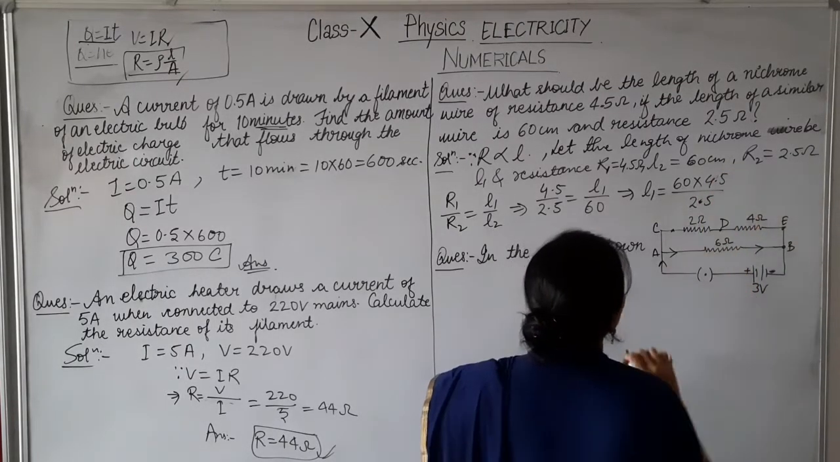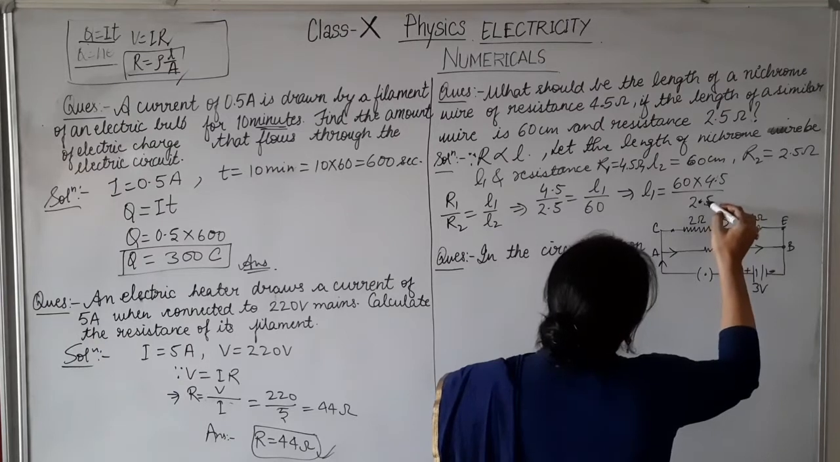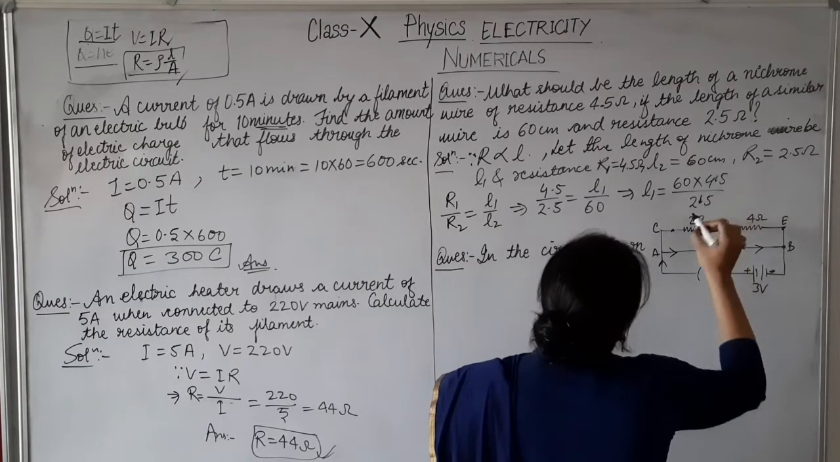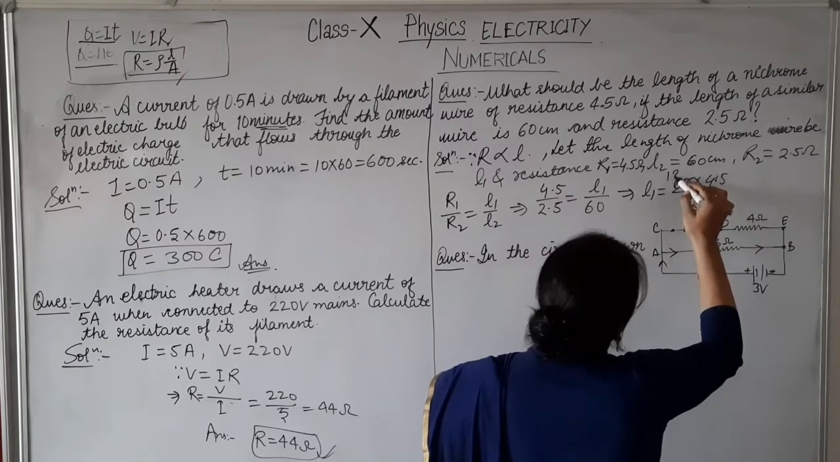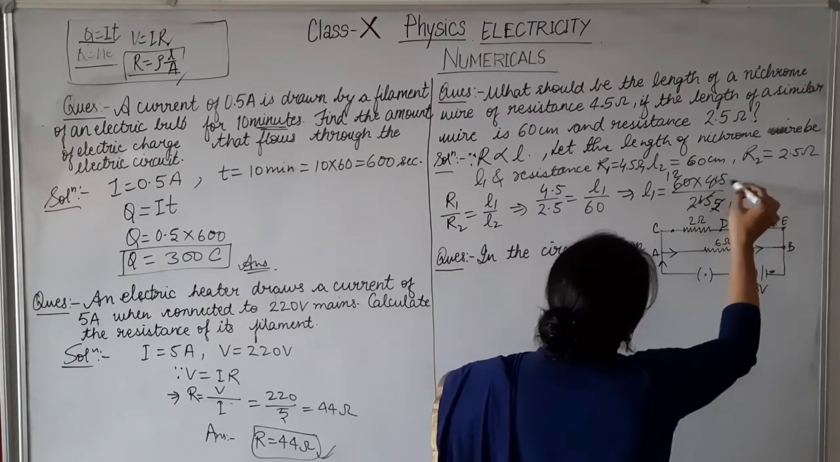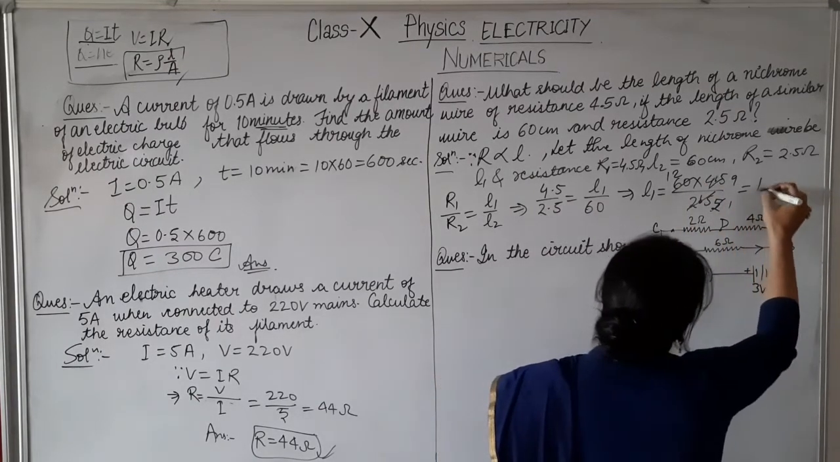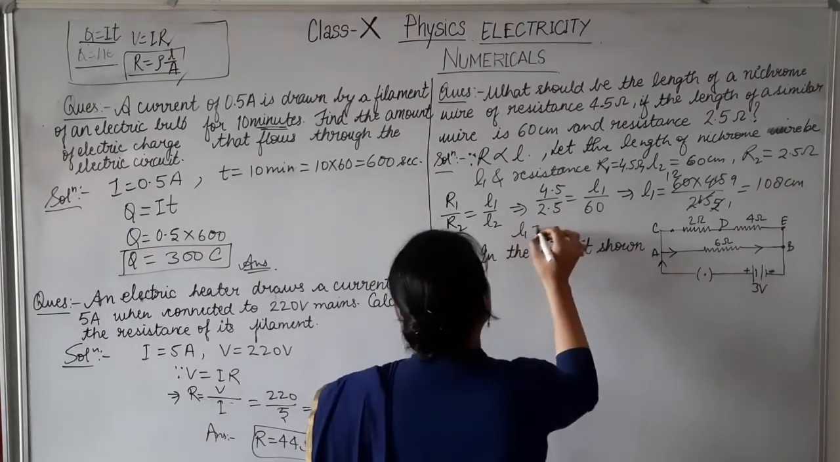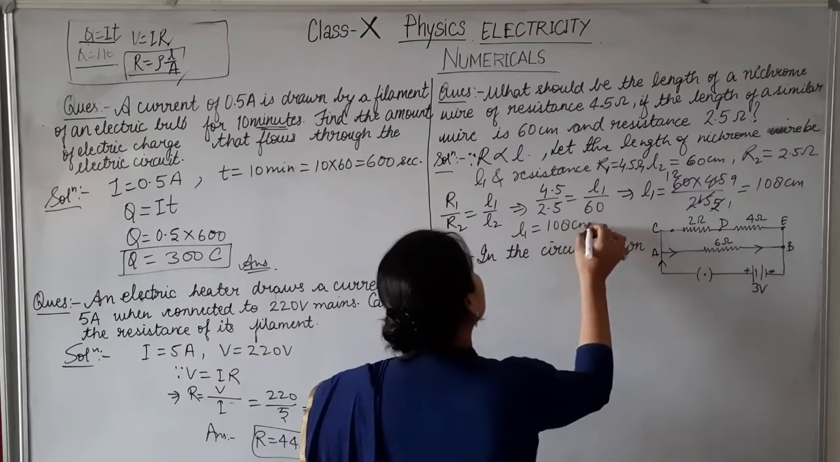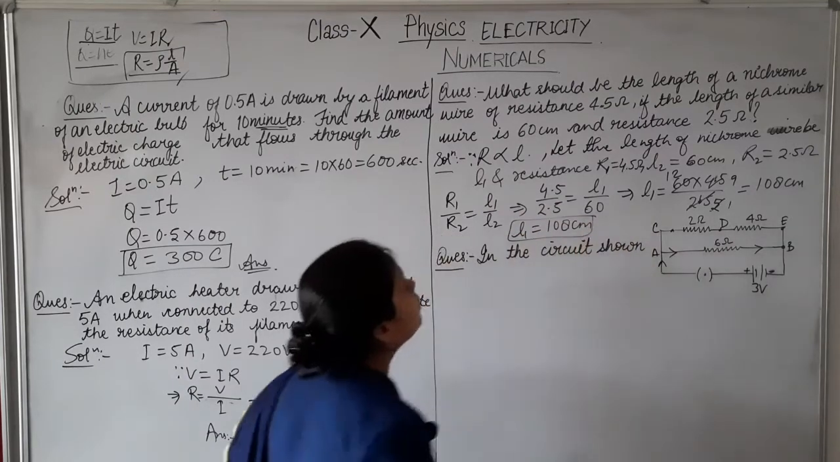Solving this, what you will get? The decimal point you can cancel out. This will be 5, this will be 12, this will be 1, this will be 9, and 12 nines, it will be 108 centimeter. So the length L1 will be 108 centimeter.